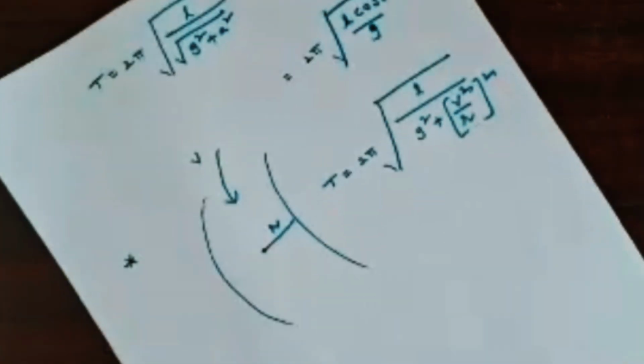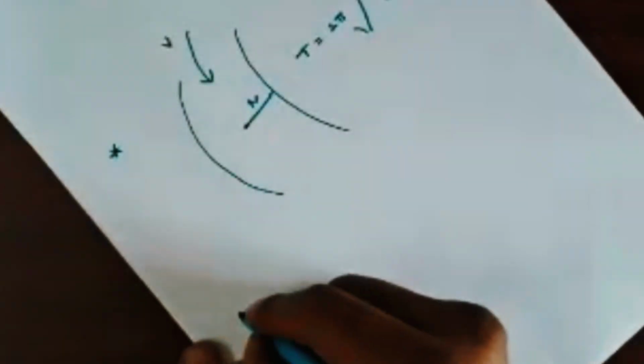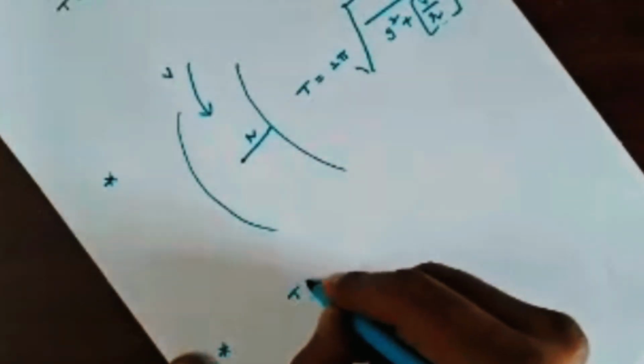Like this we can consider the formula when the vehicle is moving in the curved path of radius small r and moving with the constant speed v. Then the time period of the pendulum which we arranged inside the vehicle is T is equal to 2 pi root over L by g square plus v square by r whole square.